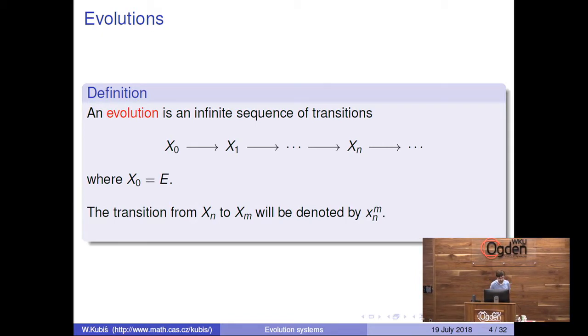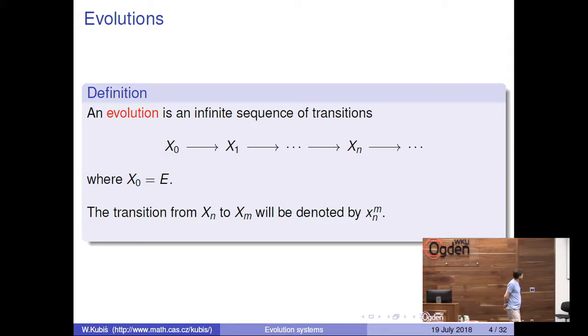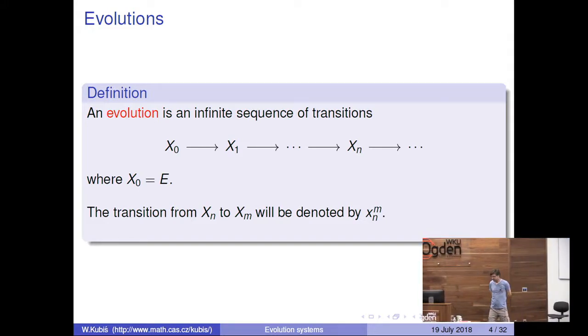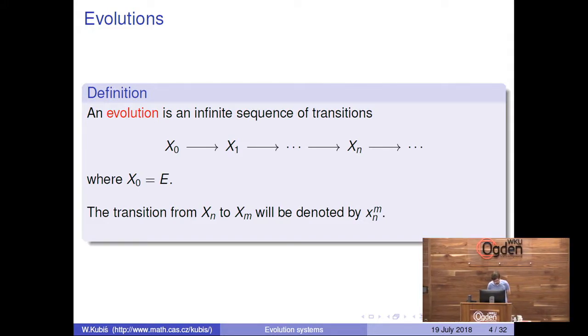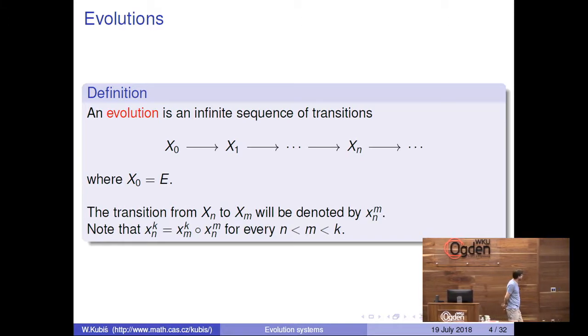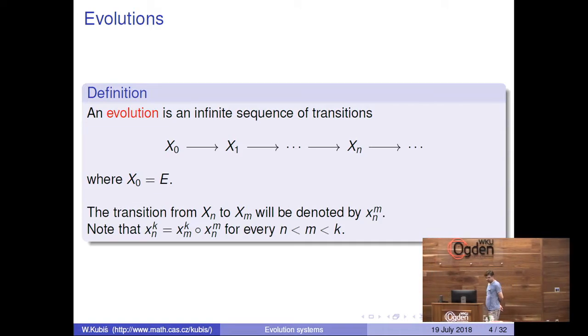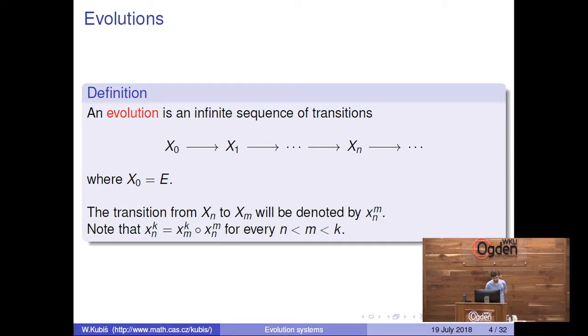And a piece of notation. The objects or states are denoted by capital letters, and the transitions are denoted by small letters with the same X, like here. The whole sequence or evolution will be denoted by X vector. We'll see it later. Of course the composition should behave in this way. So there's no randomness really.